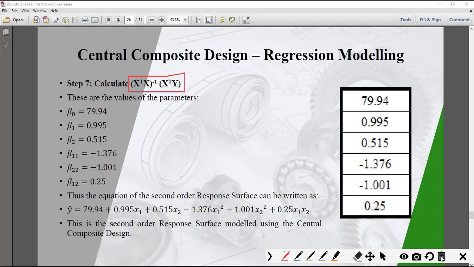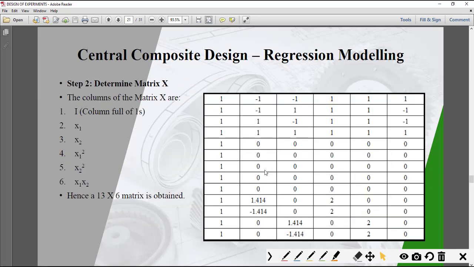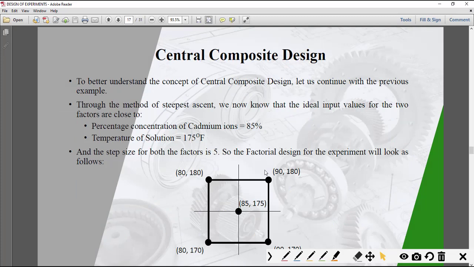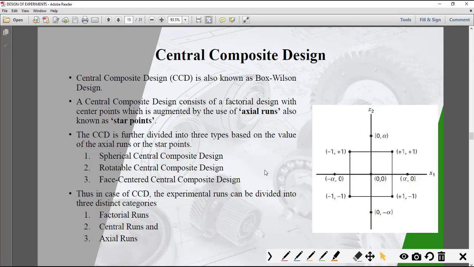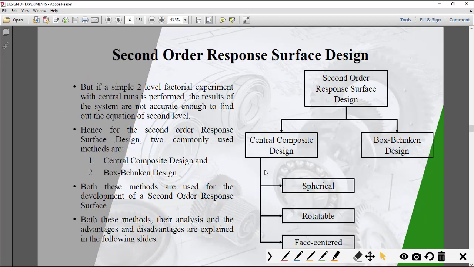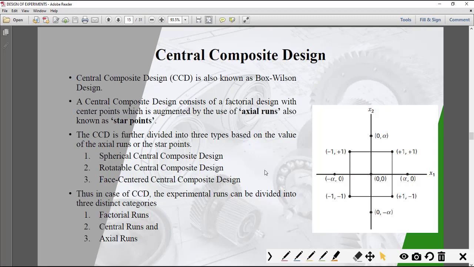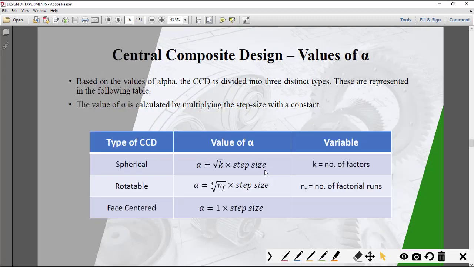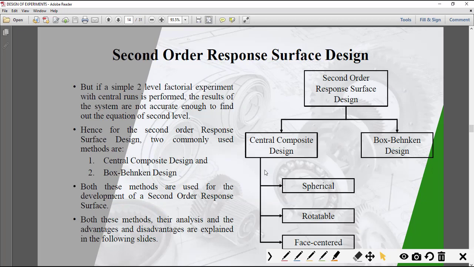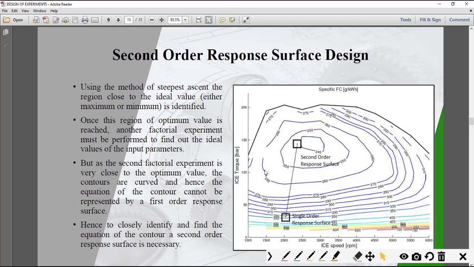No one is going to actually ask you to create a second order surface model. It is not possible to do it by hand. We need a computer, right? Just pay attention to what central composite design is, what the different types of central composite design are, how we get the value of alpha, what the total number of experimental runs is, and why second order response surface is important. Keep these points in mind.